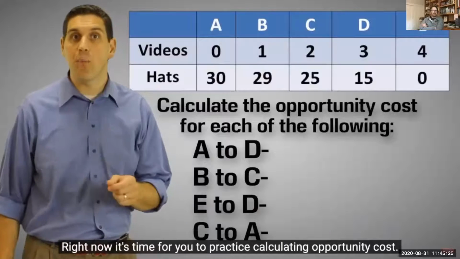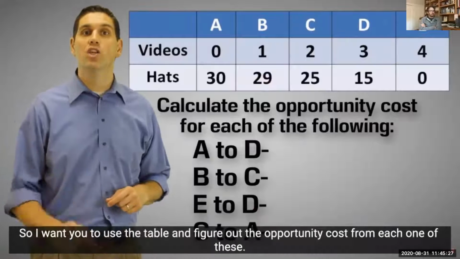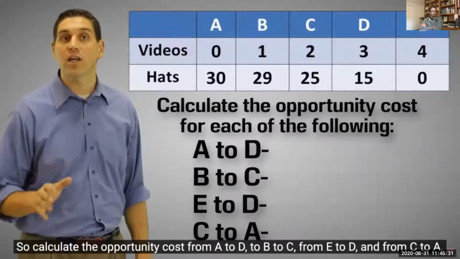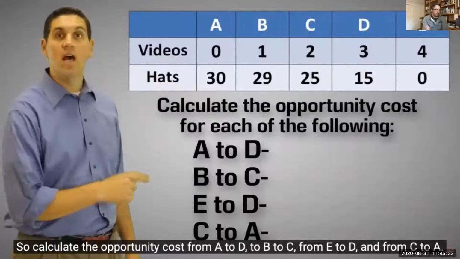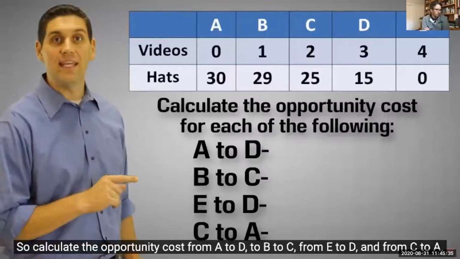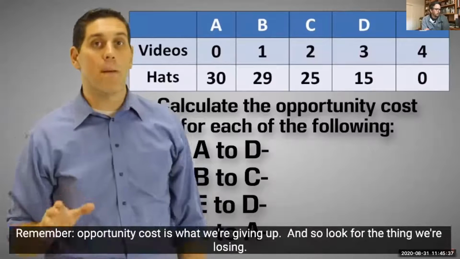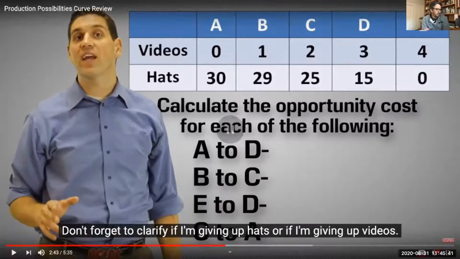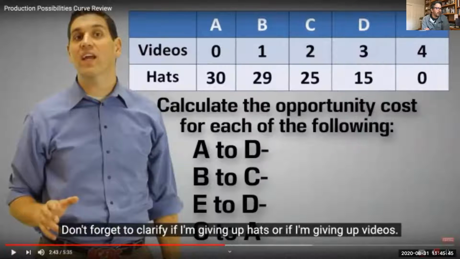Right now it's time for you to practice calculating opportunity cost. So I want you to use the table and figure out the opportunity cost from each one of these. So calculate the opportunity cost from A to D, from B to C, from E to D, and from C to A. Remember, opportunity cost is what we're giving up. And so look for the thing that we're losing. Don't forget.